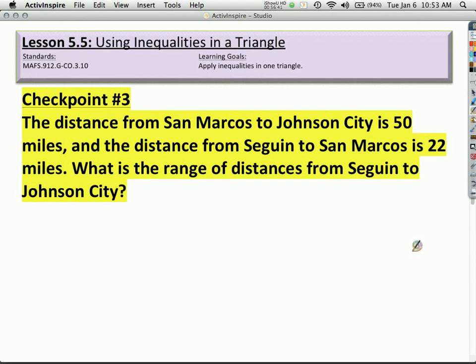All right, let's see how we did. What is the range? I got student number 20, 15, and 19. Student number 20, what'd you get? X is greater than 28 and X is less than 72. Okay, student number 15, what'd you get? X is greater than 28 and less than 72. You agree there. Student number 19? X is greater than 28 and less than 72. Anyone have any concerns or any issues with this?